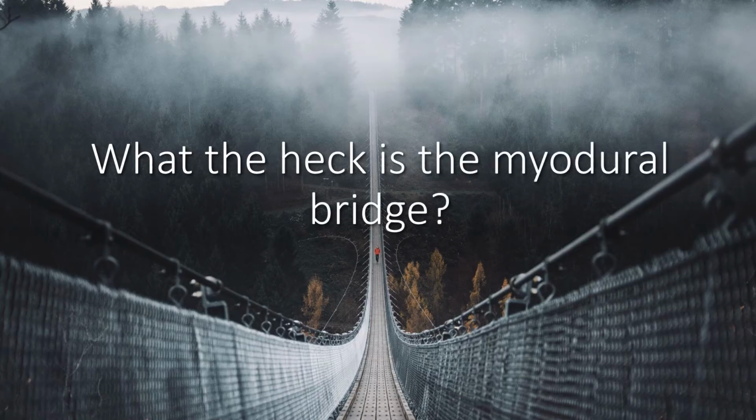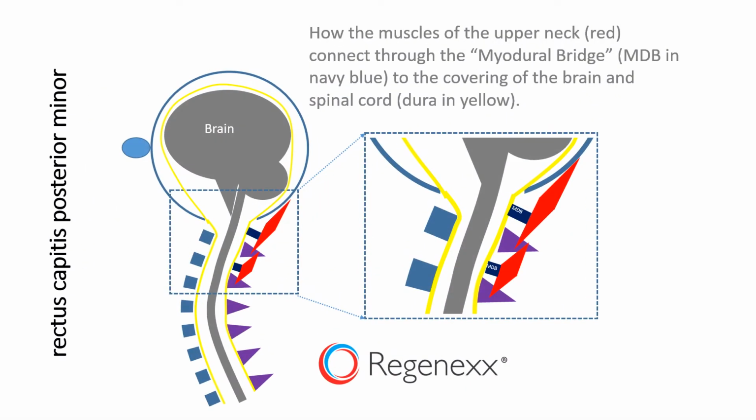So what the heck is the myodural bridge? Because it's an important thing to understand in this conversation and in this research. So these are some diagrams I did a long time ago, but basically the upper neck muscles, rectus capitis posterior minor is the biggest one, connect to the covering of the brain and spinal cord, called the dura, through this little guy here called the myodural bridge. So basically this means that the upper neck muscles are jacked into the covering of the brain and spinal cord.